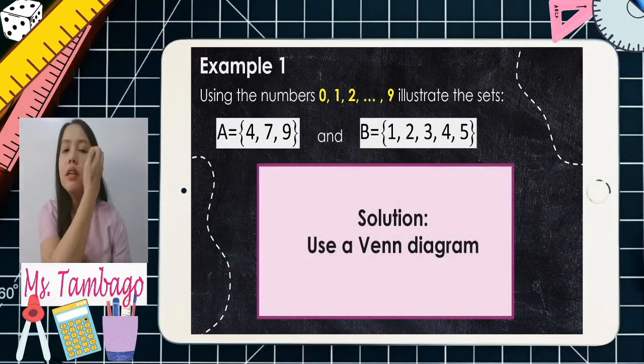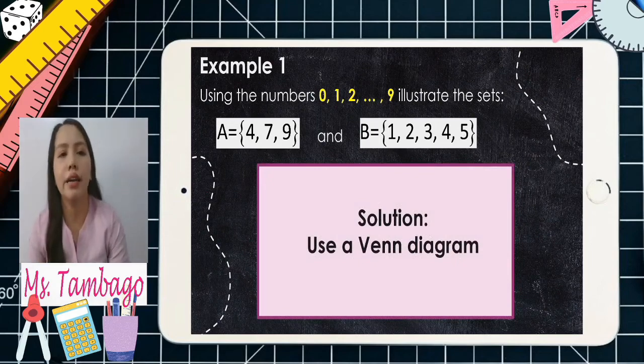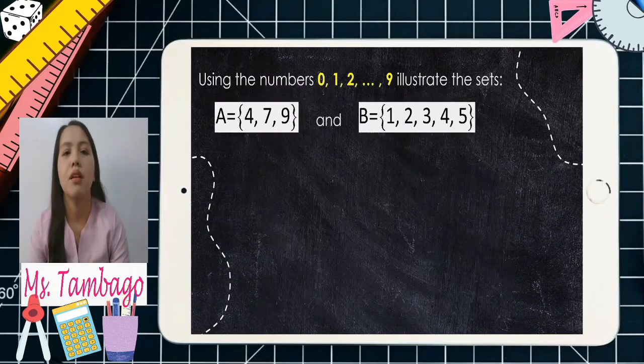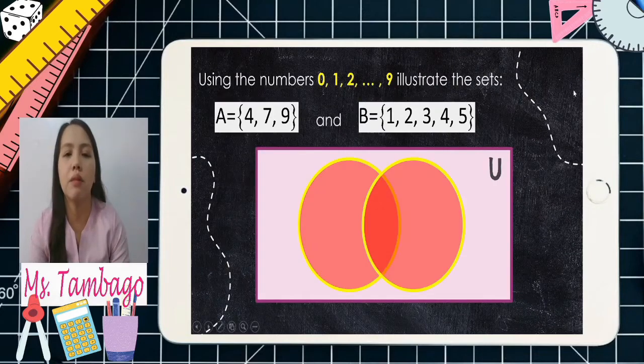Alright, so first we can illustrate the given sets using a Venn diagram. How are we going to draw? First, again, let's go back to our rectangle. Let's name it as set U. This time, let's take a look at the given two sets. Let's check first if they have the same element.